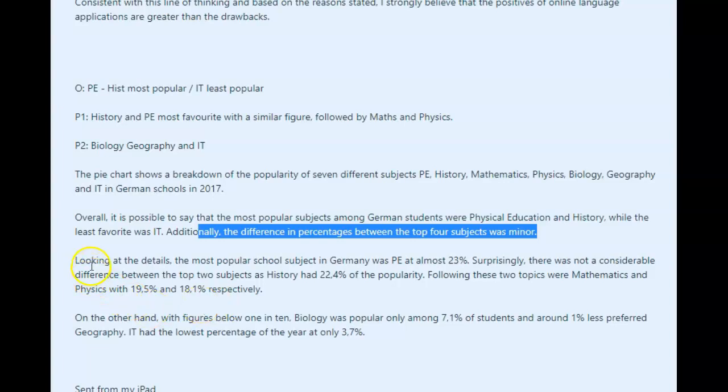All right, let's see. Looking at the details, the most popular school subject in Germany was PE at almost 23%. Surprisingly, there was not a considerable difference between the top 2 subjects, as history had 22.4% of the popularity. Following these 2 subjects were mathematics and physics with 19.5 and 18.1 respectively.